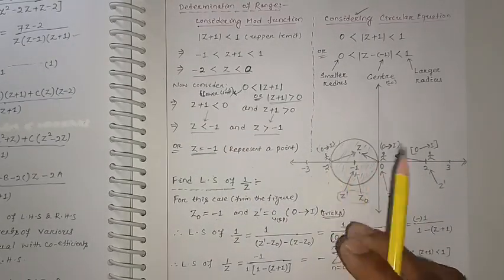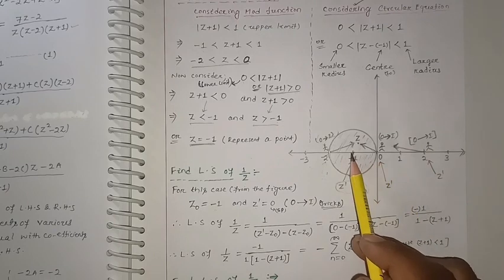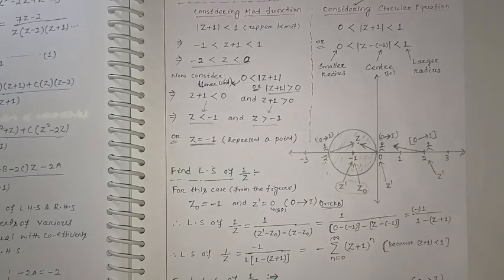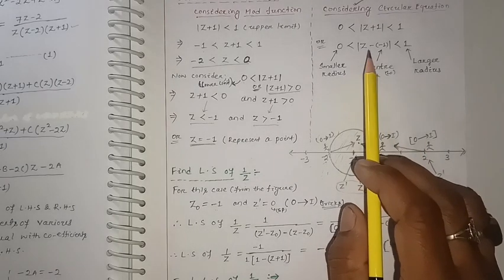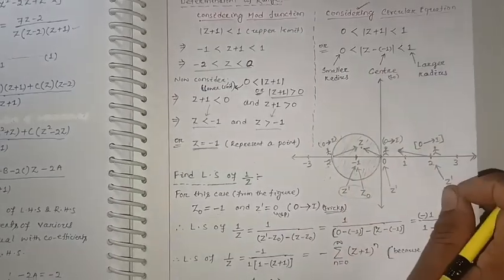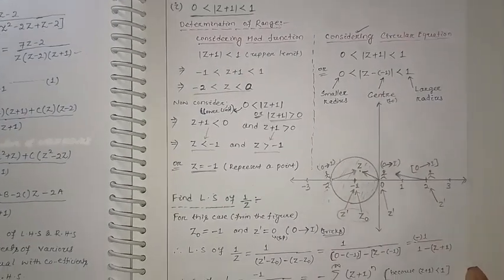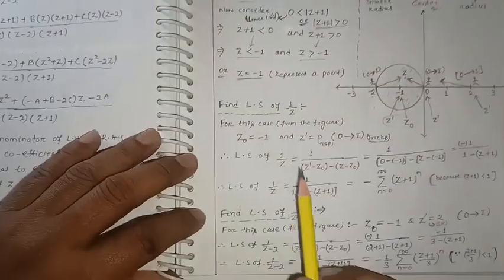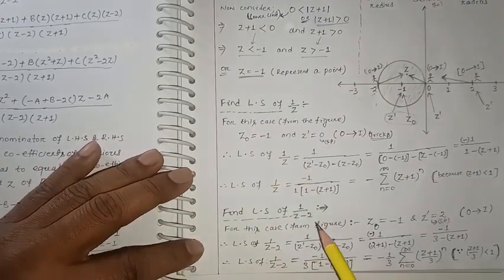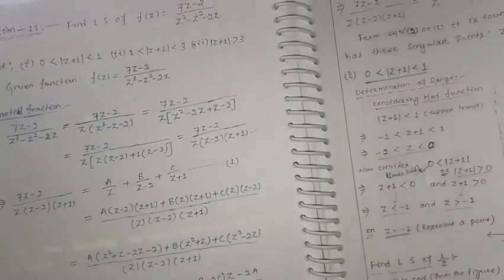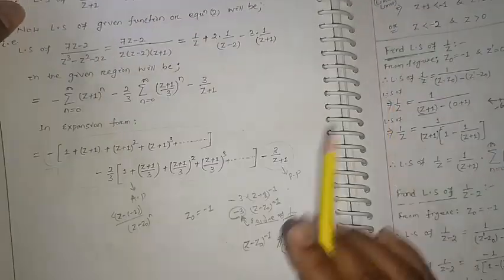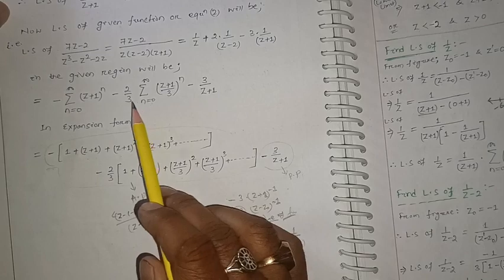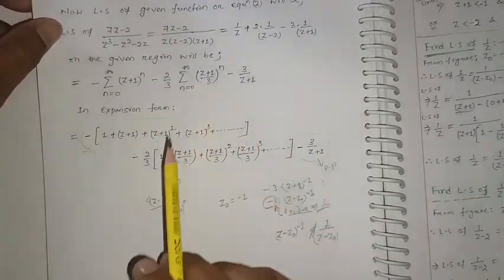Minus 2 will be the lower limit, the upper limit is 0, and minus 1 is the only point. The same thing we also found by considering the circular equation. I suggest that you go through this video perfectly. Then we found the Laurent series of 1 by z, 1 by z minus 2, then 1 by z plus 1 separately. Finally we found the Laurent series of the given function, this one, or this is the expansion form.